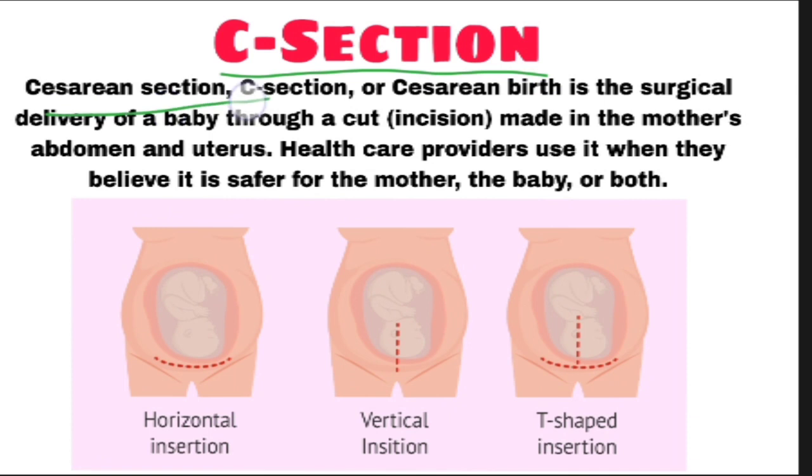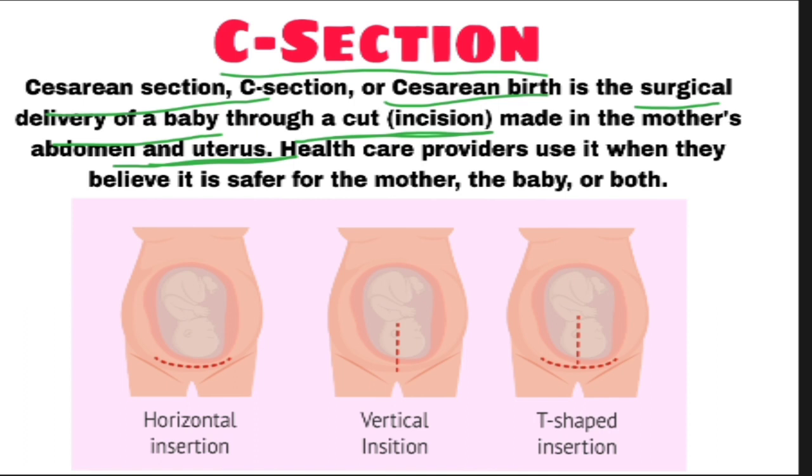C-section, or caesarean section, also known as caesarean birth, is a surgical birth of the baby where we will cut. The cut is known as an incision. We will cut the mother's uterus and take the baby out. When normal vaginal birth is not possible, we will go with C-section. If there are any complications like breech presentation, malpresentation, malposition, or any obstructions, we will go with C-section.